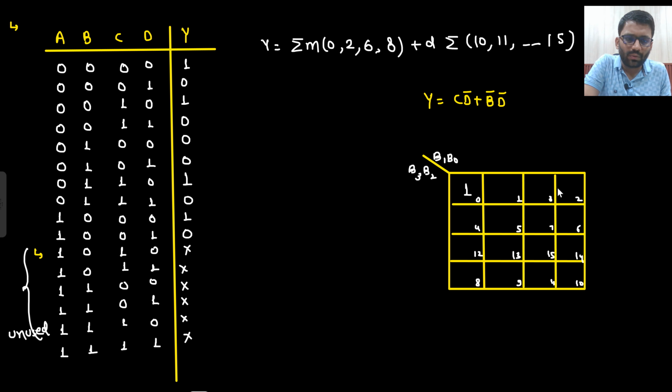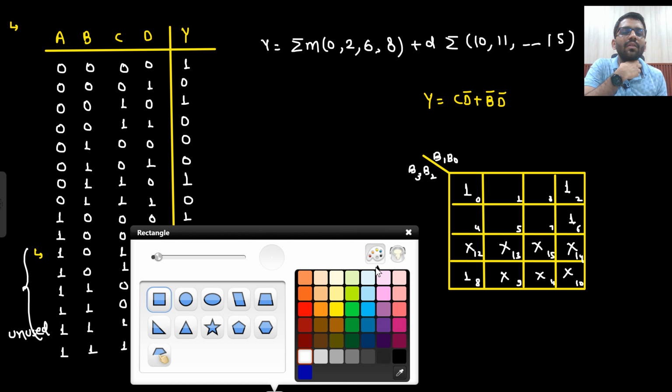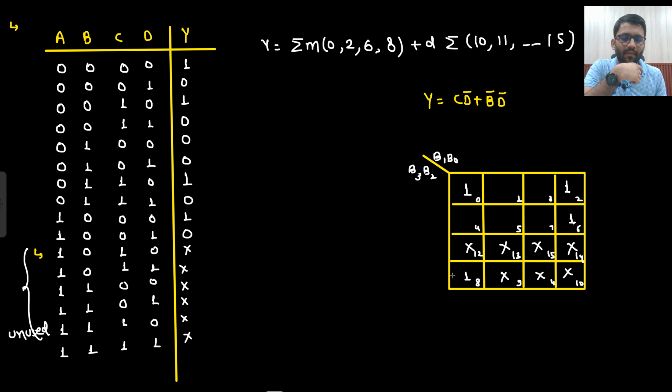So 0, 2, 6, 8, with don't cares 10, 11, 12, 13, 14 and 15. So what do I see here? Without using don't care I can see a quad here, 1, 2, 3 and 4, and then directly this.